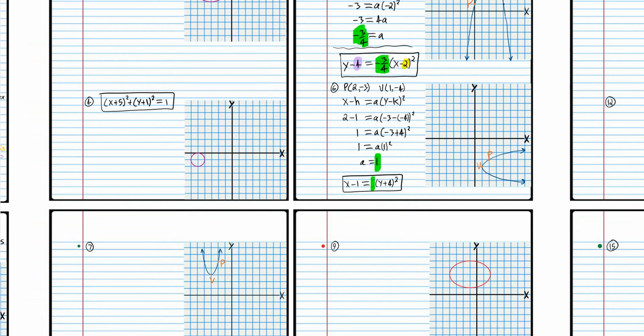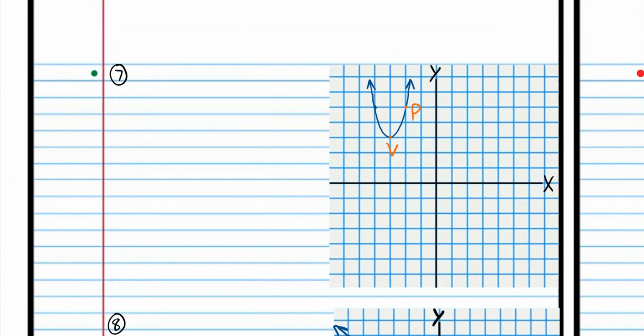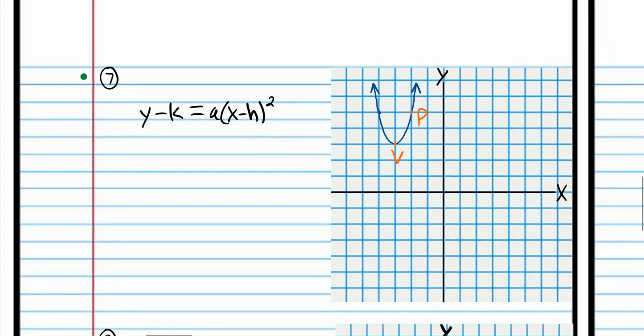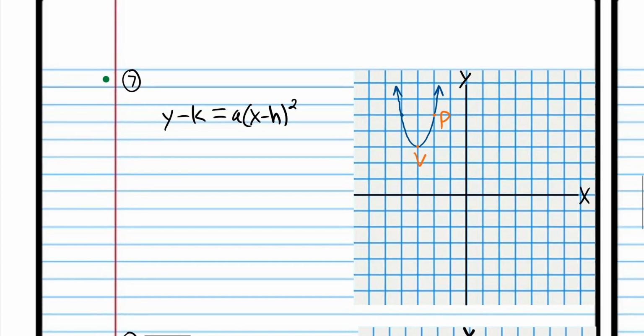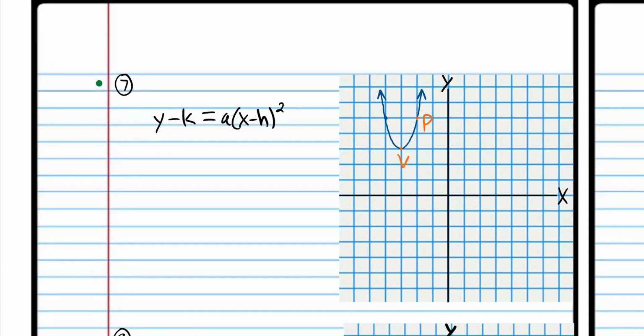Now notice that the green number here is positive because the parabola is opening to the right. If we were opening to the left, then it would be negative. So now, because the parabola is opening up, your equation is going to be y minus k is equal to a times x minus h squared. If it's opening up or down, then the x minus h is squared, and the y minus k is not squared. So try number 7, and when you come back, we'll do it together.